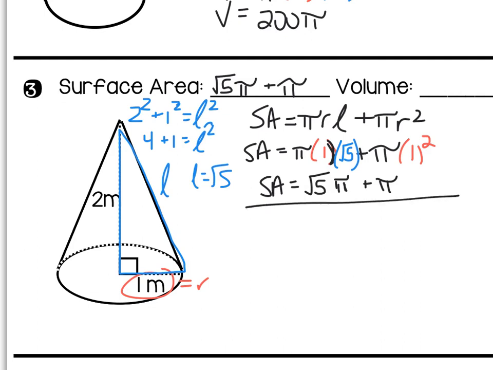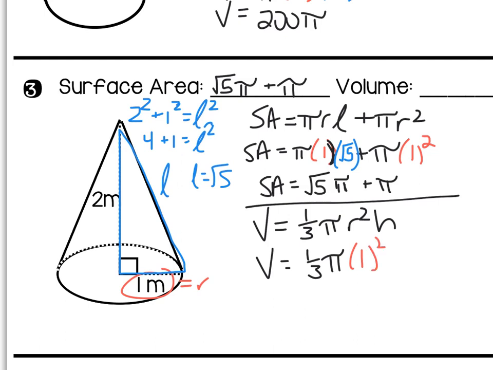Now we're going to do volume. Volume equals 1/3 pi r squared height. Volume equals 1/3 pi. My r is 1, so 1 squared. My height is 2. So my volume is 2/3 pi.